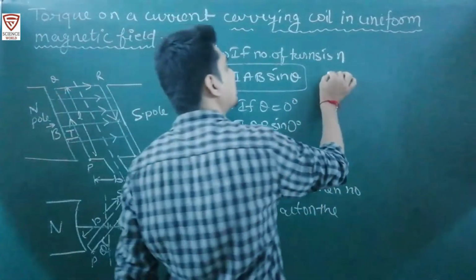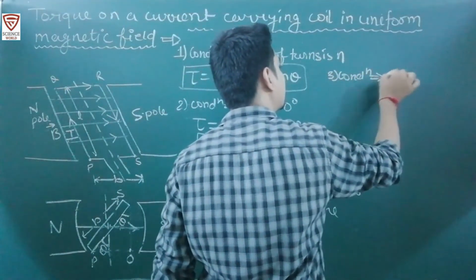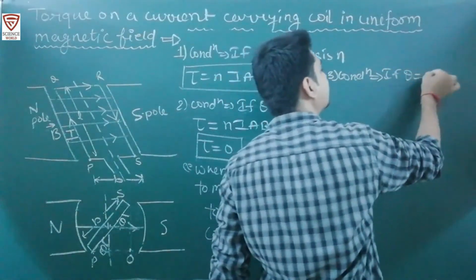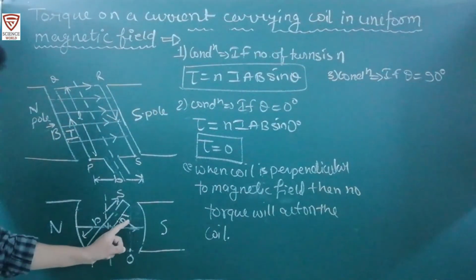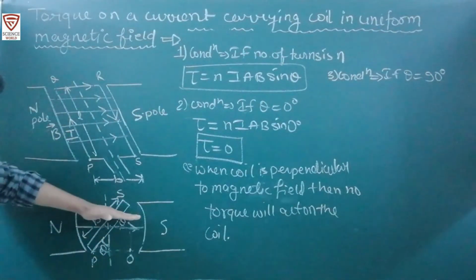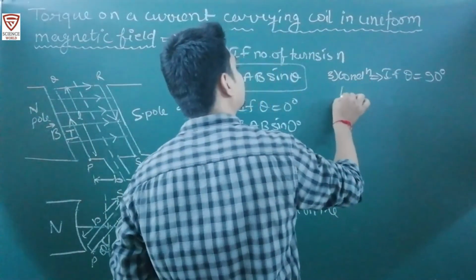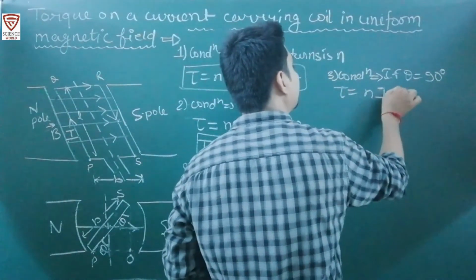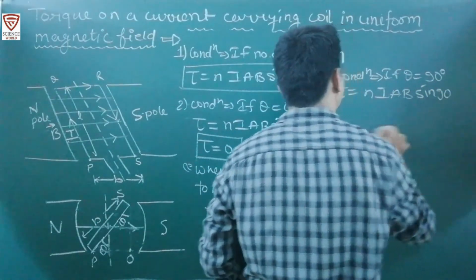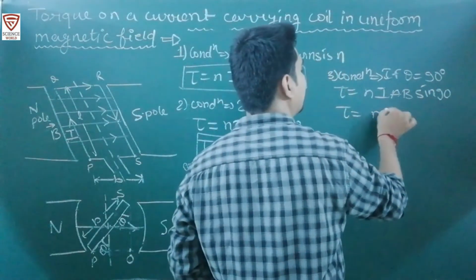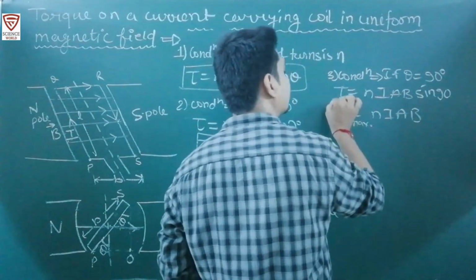And now condition number 3. If theta is equal to 90 degrees, then this coil will be parallel to the magnetic field. So we put tau is equal to n I A B sin 90. So tau will be n I A B, which will be maximum.